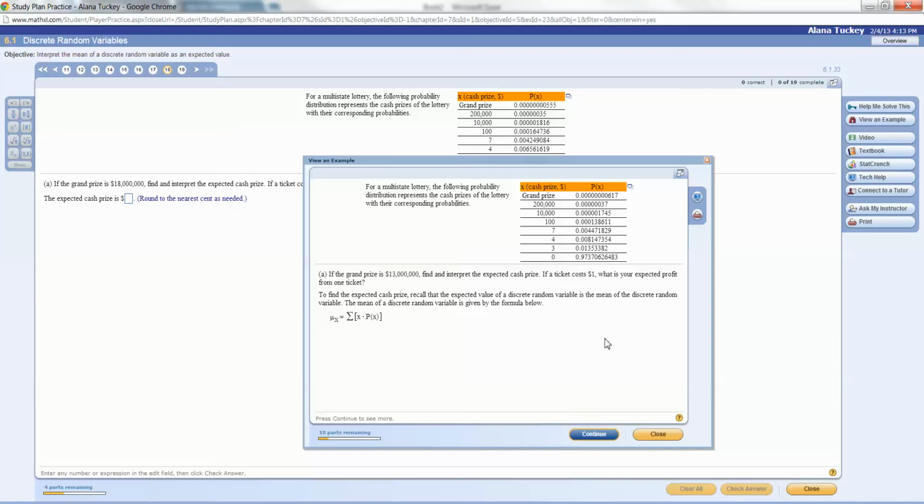Okay, so they're asking a couple different questions. It wants you to find and interpret the expected cash prize. That's how much money you expect to win. And then it's saying if it costs $1, what's your expected profit? So that's two different things. So we're going to start with the expected cash prize.